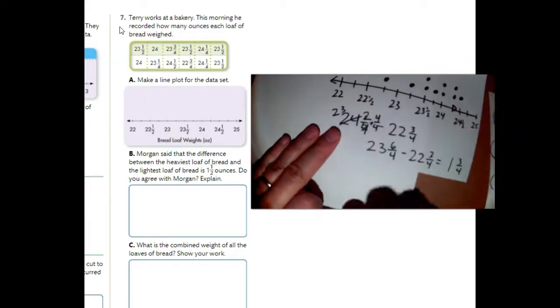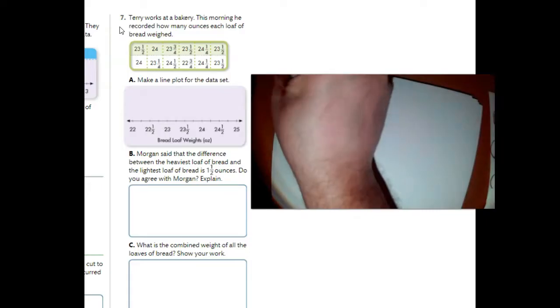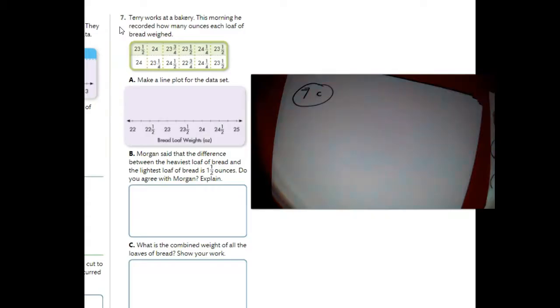We could have also taken 22 and 3/4 and added 1.5 and proven it's not the same as 24 and 1/2. That might have worked as well. For part C, what is the combined weight of all the loaves of bread? Oh my goodness. For this, we've got to add. This is number 7, part C. So we've got to add all these together. Well, no problem. We can do this, right? As we've seen before, it does take some time. So let's be patient here and do it step by step.